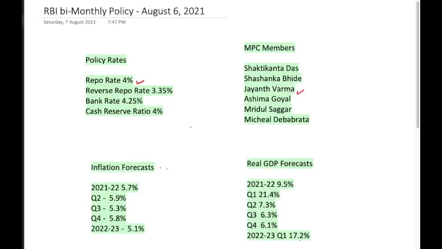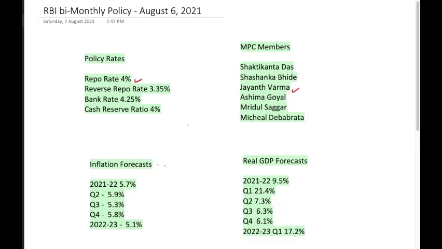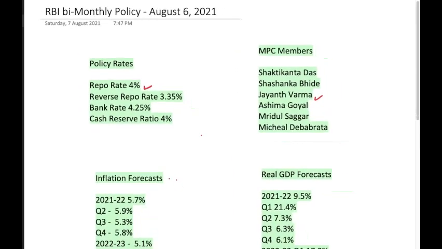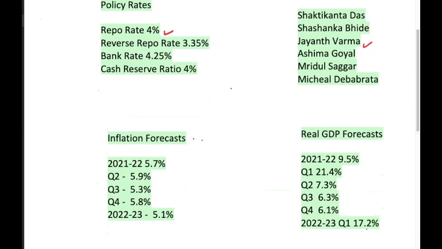Jayant Verma's uneasiness with keeping the accommodative stance would be due to the inflation that the economy is facing. We know that the RBI has raised the inflation forecast for this year, 2021-22, to 5.7%. Earlier it was 5.1%, and now it has raised by 60 basis points. That is by 0.6%. 100 basis points is 1 percentage point.